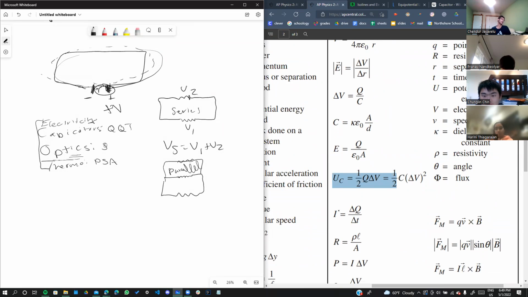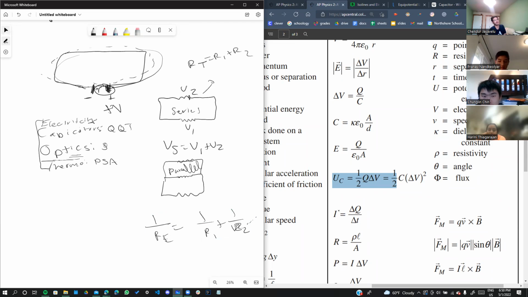In a series circuit, the total resistance is equal to R1 plus R2. But in parallel, 1 over the equivalent resistance is equal to 1 over R1 plus 1 over R2, and so on and so forth. That's for parallel. And that's Kirchhoff's loop rule.